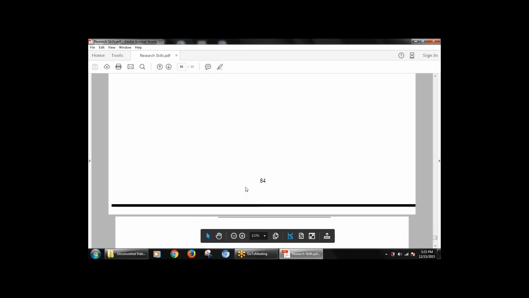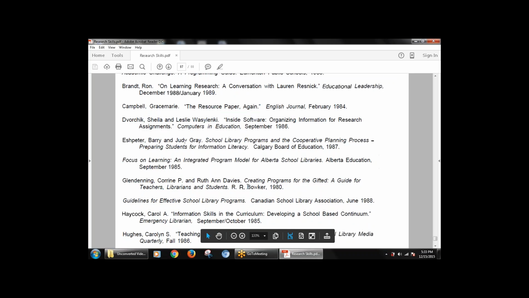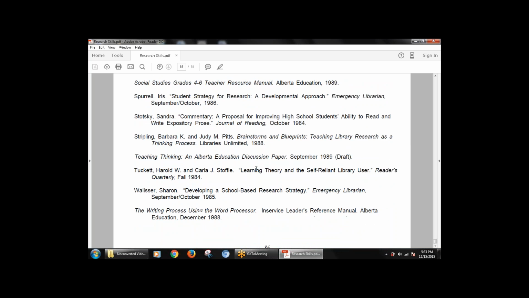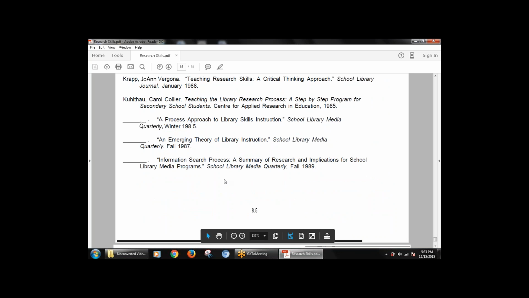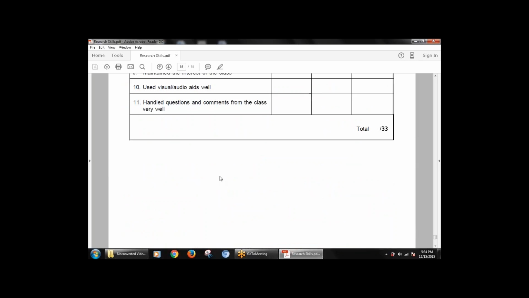Now the next part is the references of this book, that is the winding up. The next is the references, then next is finish, this is 88 pages, that is finished. Alright, so we have finished this module successfully. Now listen carefully. This module has been finished, that is the module on research skills.